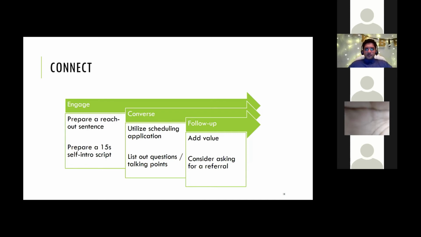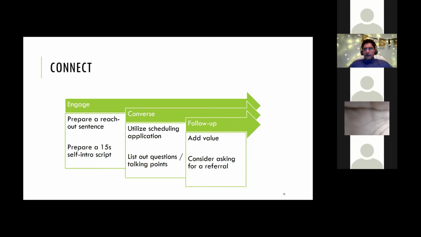And the second step, which is important in engaging people within the medical writing community, is to prepare a 15-second self-introduction script, which is, how would you introduce yourself in 15 seconds? Given about 15 seconds, how would you verbally introduce yourself? You don't need to have the answer immediately, but something to think about. So having these two, having your reach out sentence and having a 15-second self-introduction script is the first things which are going to be pretty much the driving forces of what's about to come next, which is to begin having conversations with medical writers.